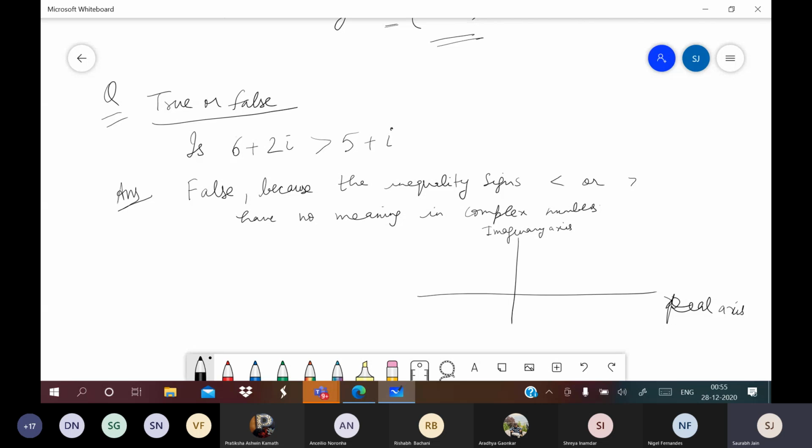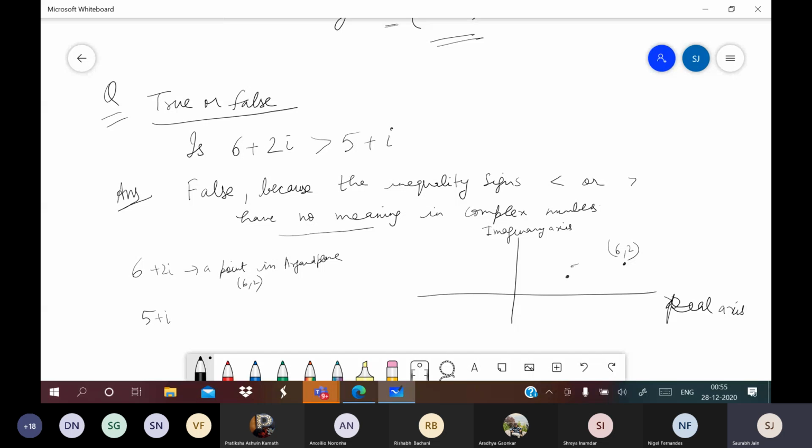So how can I explain this thing? Why do these symbols have no meaning in complex numbers? Because see, what is 6 comma 2? 6 comma 2 will be some point in the Argand plane, right? What is 6 plus 2 iota? A point in the Argand plane. Which point? 6 comma 2, written in the form x comma y. Real part first, then imaginary part, right? What is 5 plus iota?